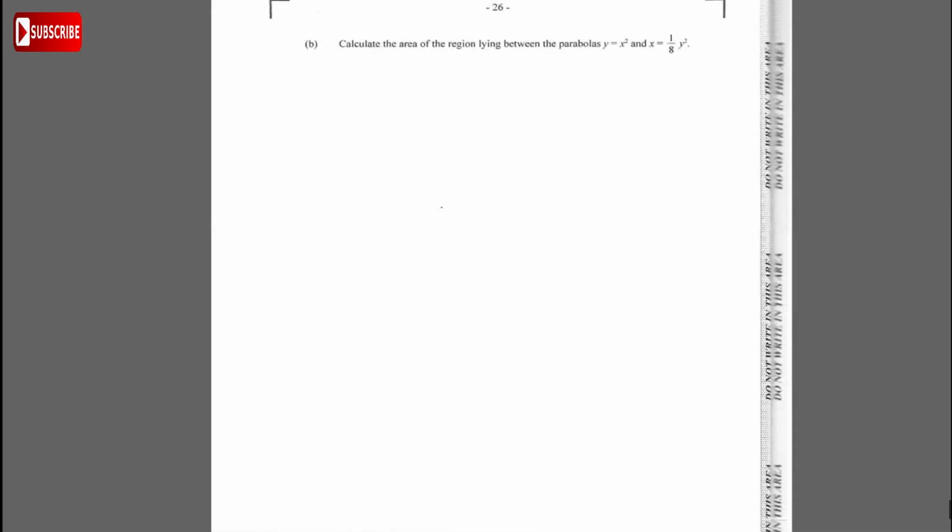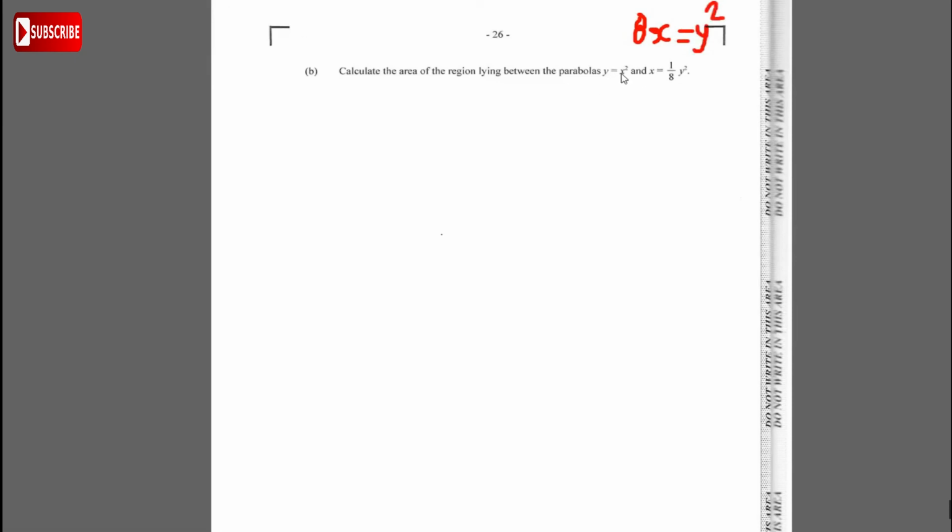All right, now this question says calculate the area of the region lying between the parabolas y equals x squared and x equals 1 over 8 y squared. To calculate the area between these two, we are going to have to find the point of intersection. And first thing is, if I cross multiply this equation, it's really saying 8x is equal to y squared.